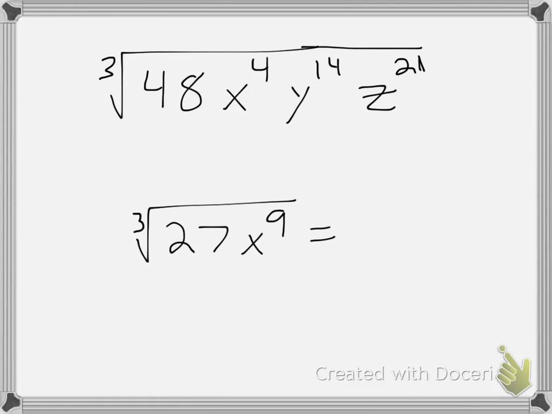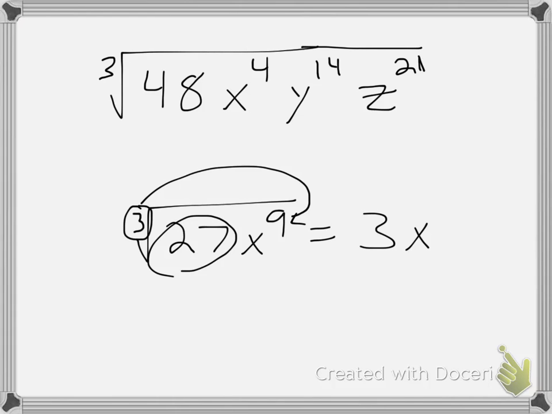We said that we can simplify this because we can take the cube root of 27, which is 3, and I can take the cube root of x to the 9th. The quick way is to say whatever our index is, I'll divide that number into the power, and hence x to the 3rd. And this would be our result.